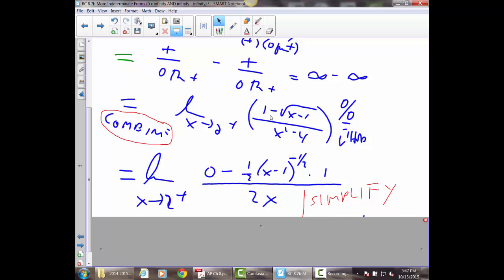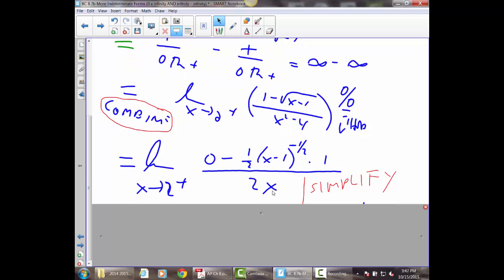So I'm going to take the derivative of the top, which is 0. This is, of course, x minus 1 to the half, so the derivative is minus a half, x minus 1 to the negative a half times the derivative of this. And the derivative of the bottom is 2x.